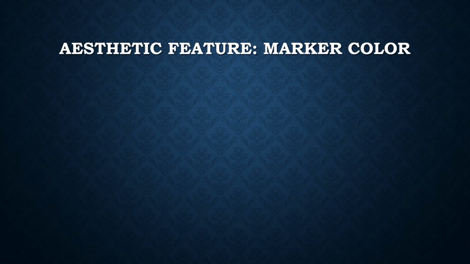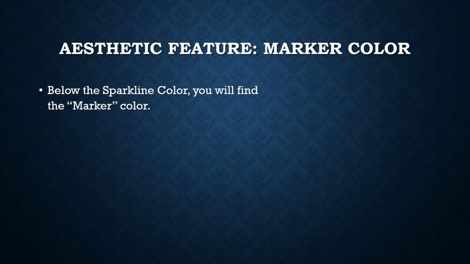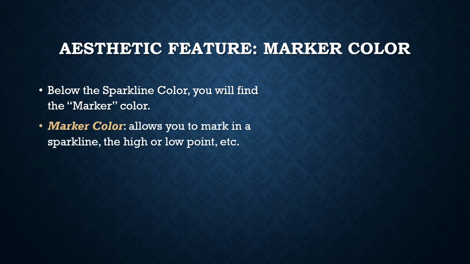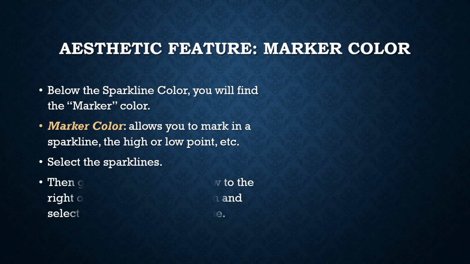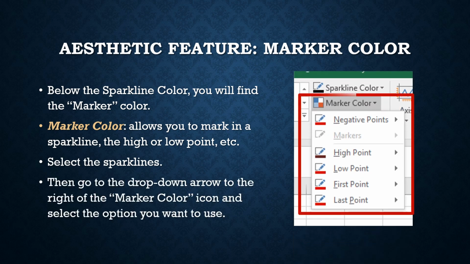The Sparkline Marker Color. Below the Sparkline color, you will find the Marker Color icon. The marker color allows you to mark in a spark line the high or low points, etc. To do this, select the spark lines, then go to the drop-down arrow to the right of the marker color icon and select the option you want to use. If you notice, you have options of high point, low point, first point, last point, and you even have negative points.